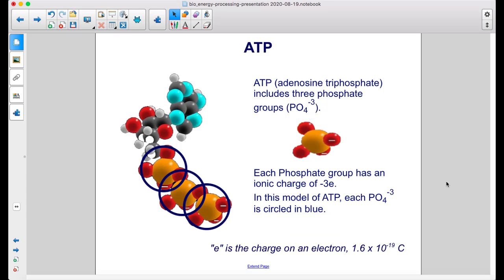ATP, or adenosine triphosphate, includes 3 phosphate groups. Each phosphate group has an ionic charge of -3e. In this model of ATP, each PO4 3- is circled in blue. e is the charge on an electron, 1.6 times 10 to the -19 coulombs.